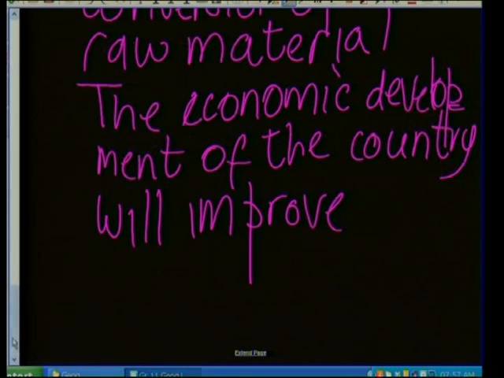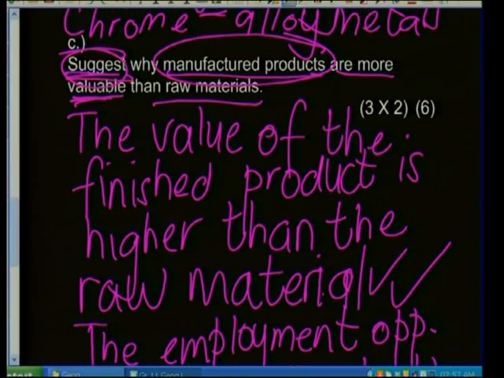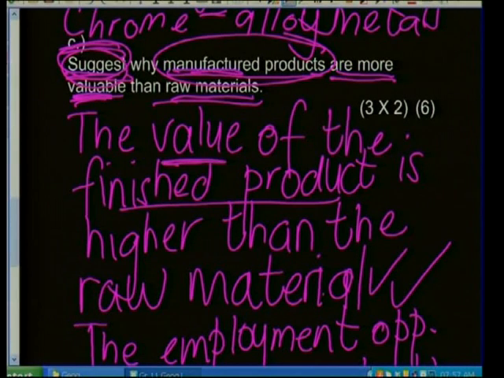Let's go back and recap on our answers. I will repeat the question. Suggest why manufactured products are more valuable than raw materials. And in terms of value, we are looking at South Africa as a country. We are looking at aspects of minerals like gold, chrome, asbestos. And why is it important for our country to not only retrieve these raw materials, but also convert them to a finished product? Number one, remember, the value of the finished product is much higher than the raw material.